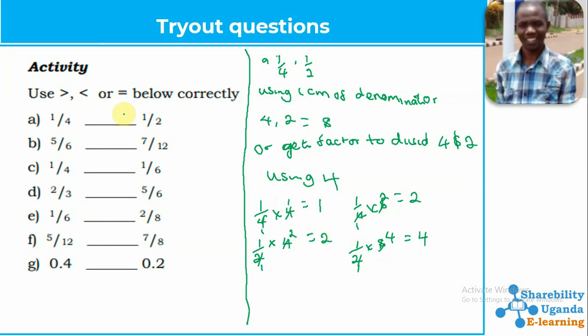So how can we write it? We shall just come and write it and say our 1 out of 4 is less.